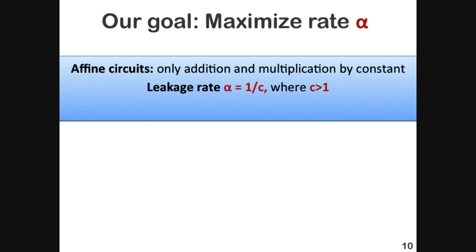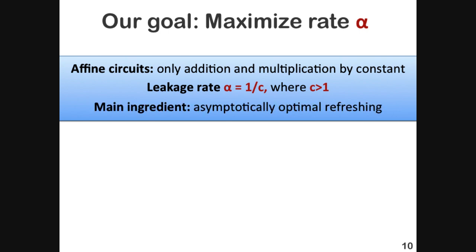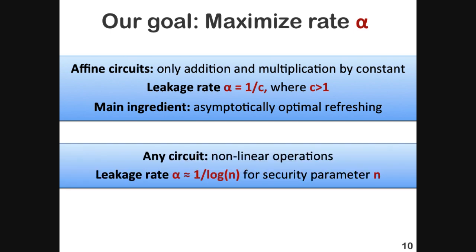We aim to maximize this rate alpha. We have a construction for affine circuits, where the circuits only contain addition and multiplication by a constant, which achieves this optimal rate, so alpha equal to 1 divided by c. The main ingredient is an asymptotically optimal refreshing scheme. We also have results for arbitrary circuits, where the circuit can also contain, for example, a multiplication. And then we achieve a rate of 1 divided by log n, where n is the security parameter.